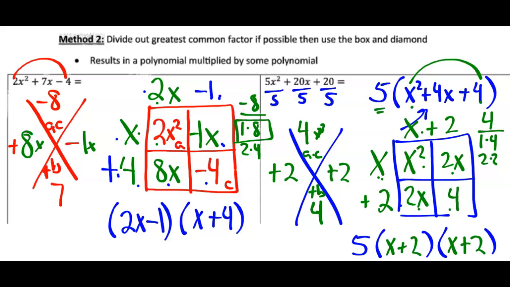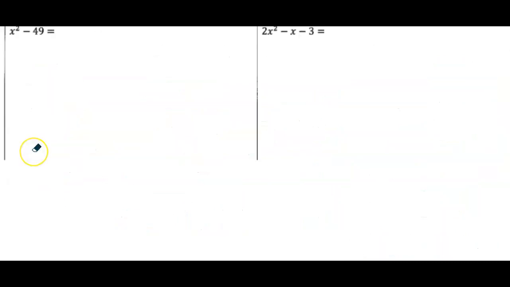I'm going to have you do this one by yourself. So set up your box and diamond. If you have a common term that you could take out, like you had in the 5x squared, please do that and go from there.